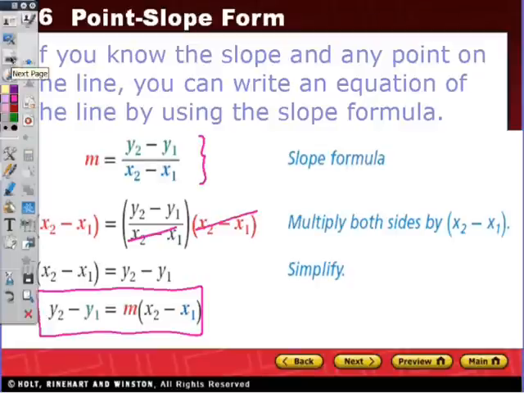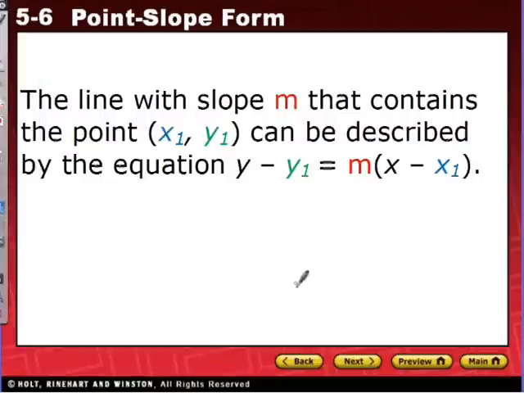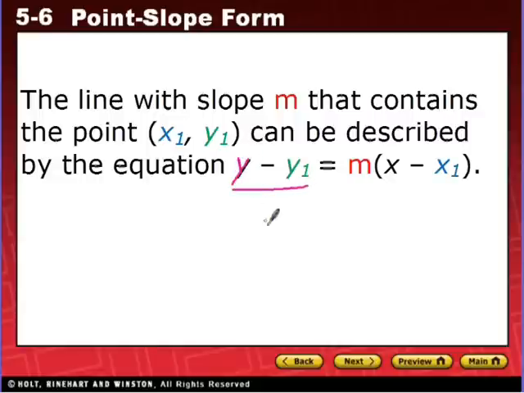And I'm going to put it again on the next slide so you can get it again. So the line with slope m that contains the point x1, y1 can be described by the equation y. Now this is a little bit different. Actually, this is really the one I want you to write down. Y minus y1, meaning we're going to leave this y that I'm going over in pink. We leave that in the equation.